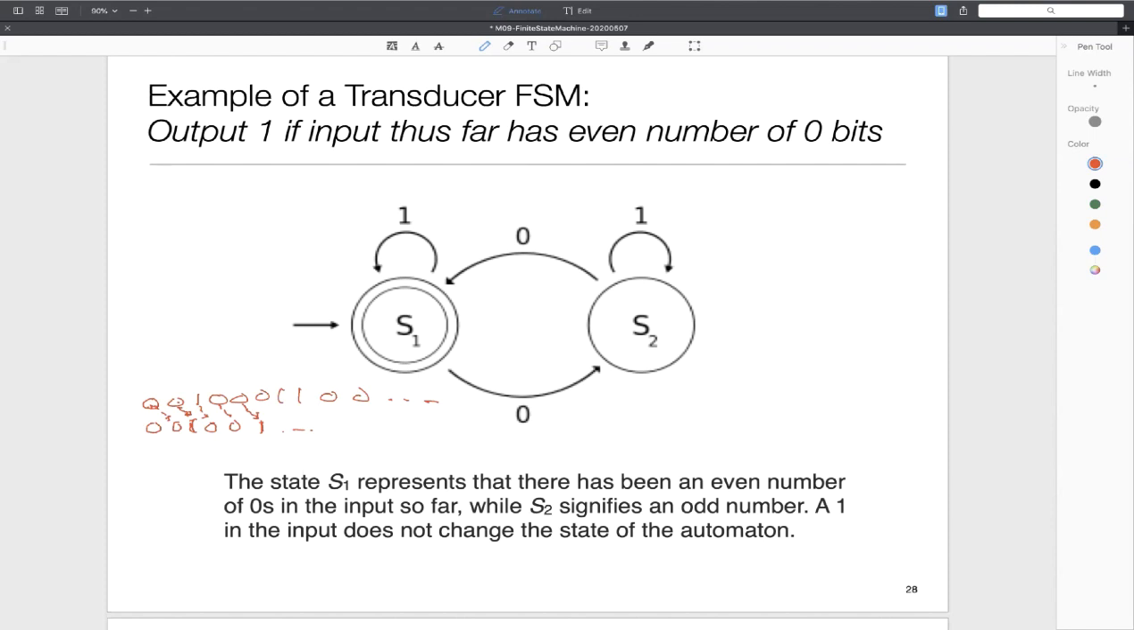Why does the first one correspond to an output of 0 and not 1? I thought that the ones did not change the output. Oh, you are right. You are right. I'm sorry. Yeah, absolutely. My bad.